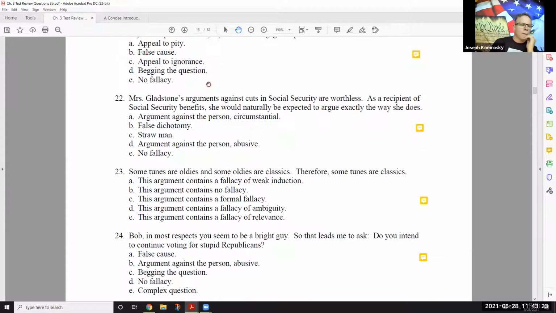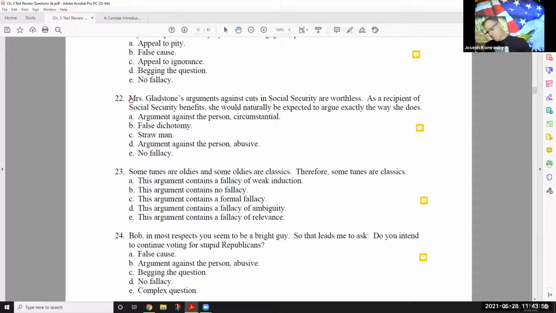Totally fine. 22. Mr. Gladstone's arguments against cuts in Social Security are worthless. As a recipient of Social Security benefits, she would naturally be expected to argue exactly the way she does. So this one is argument against the person, circumstantial. She benefits from Social Security, so it seems like she's biased. She doesn't want any cuts in Social Security.